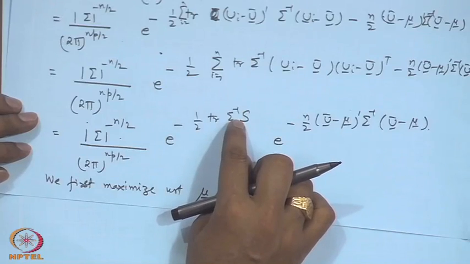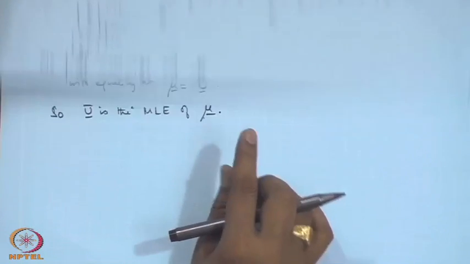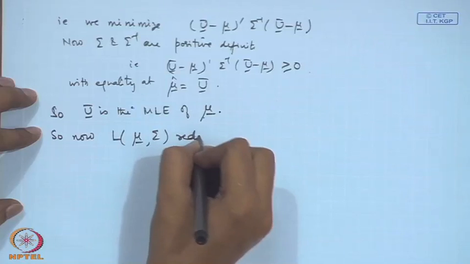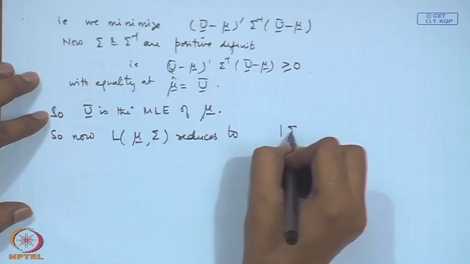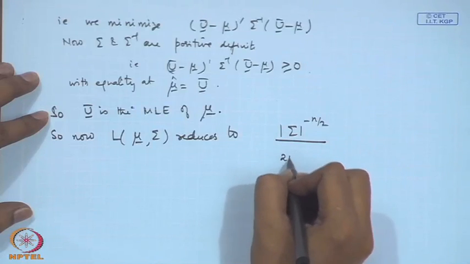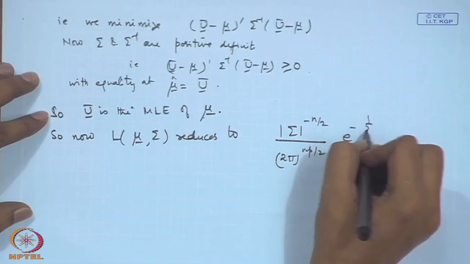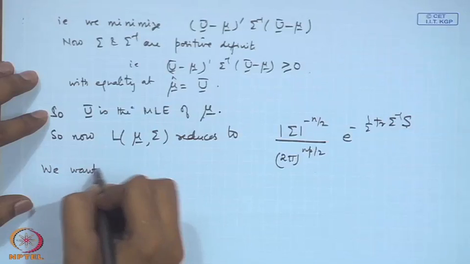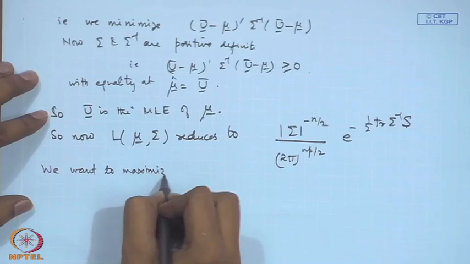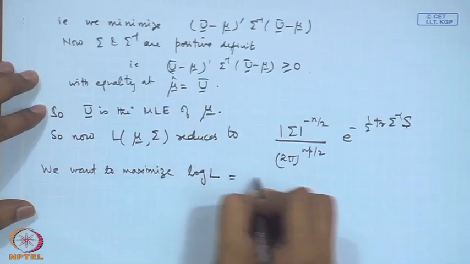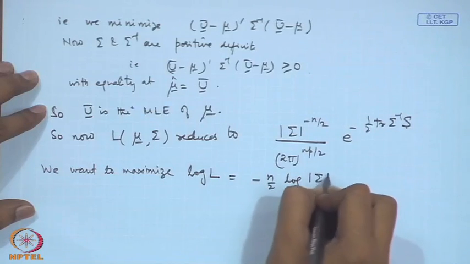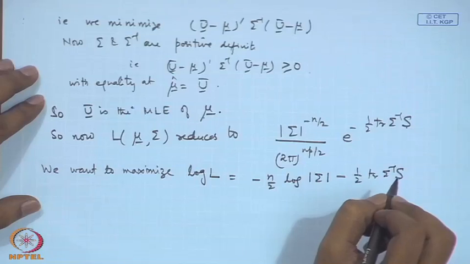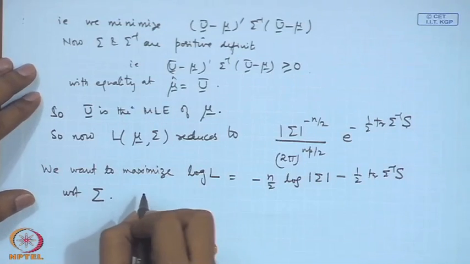Now let us consider the maximization of this with respect to sigma. Now L(mu, sigma) reduces to determinant of sigma to the power minus n by 2, divided by (2 pi) to the power n p by 2, times e to the power minus half trace of sigma inverse S. And we want to maximize this. So, let us consider maximization of log L, that is equal to minus n by 2 log of determinant of sigma minus half trace of sigma inverse S. This we want to maximize with respect to sigma.